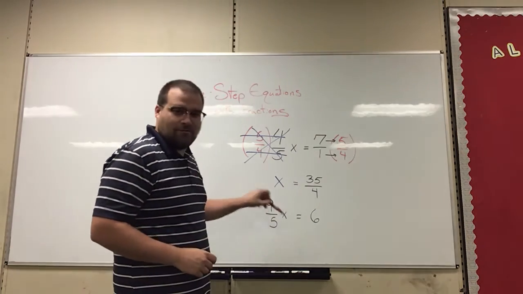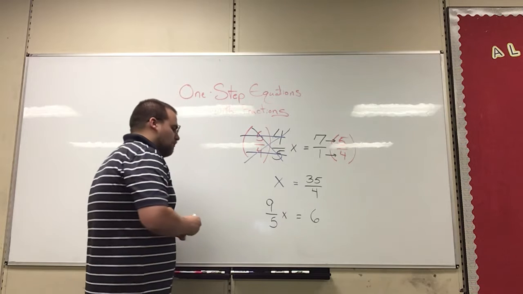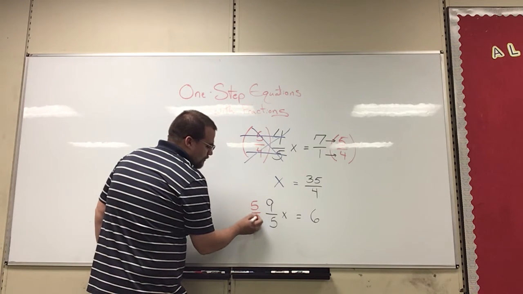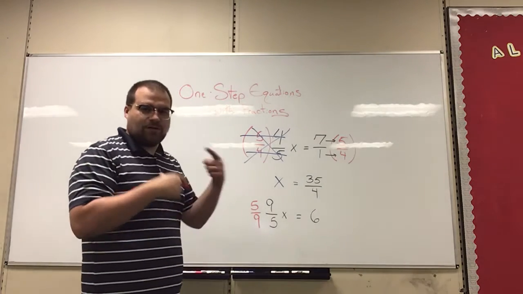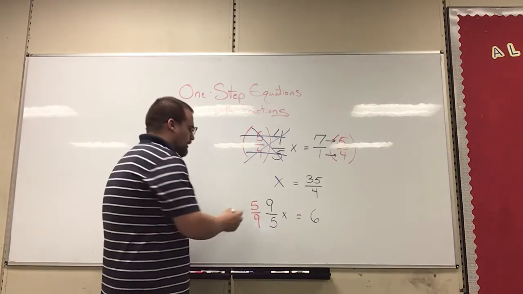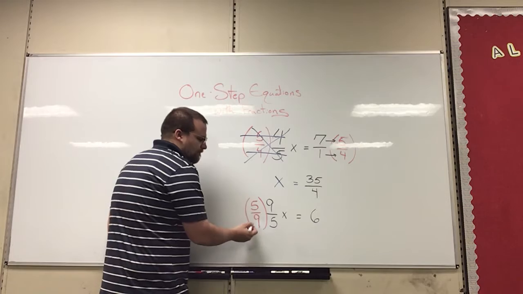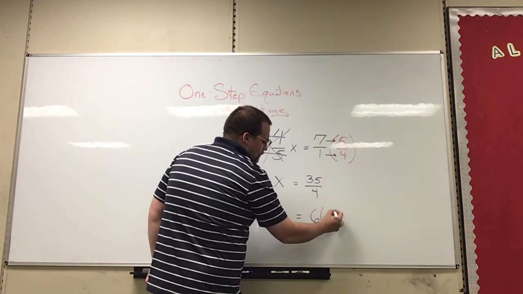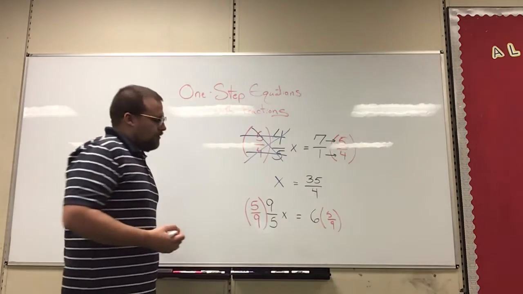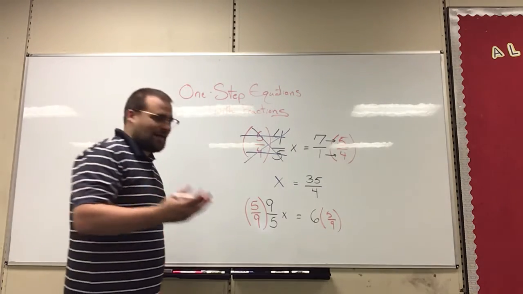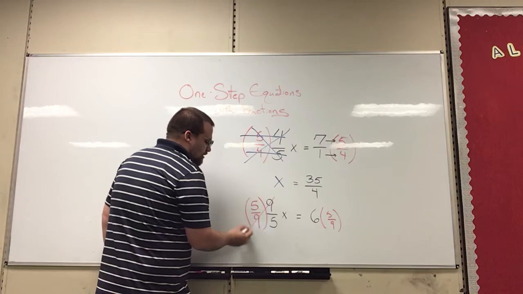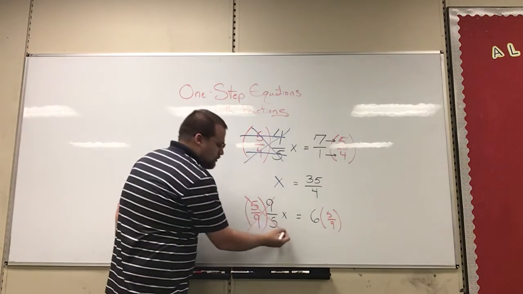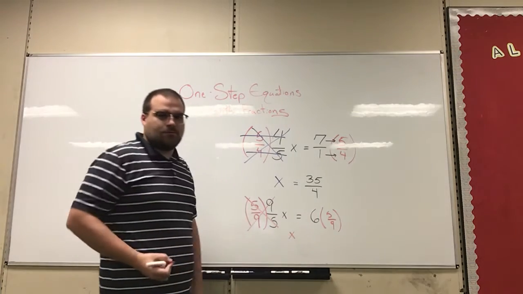We look at this fraction, 9 over 5. We find its reciprocal, so 5 over 9, because it's as simple as just flipping that fraction. And we multiply both sides by it. Multiply by 5 over 9 on both sides. So we can go ahead and cancel out this side here. It goes away. We're left with just x.